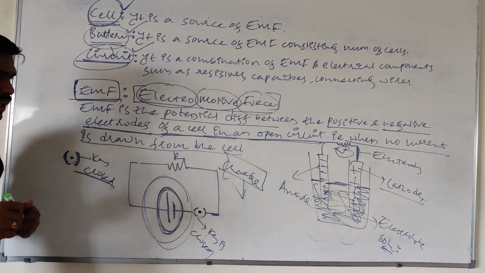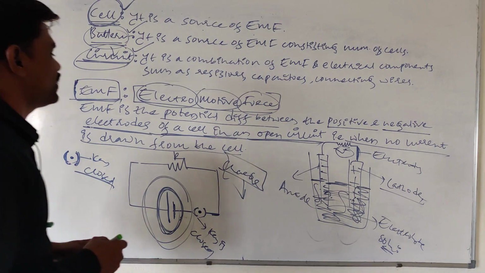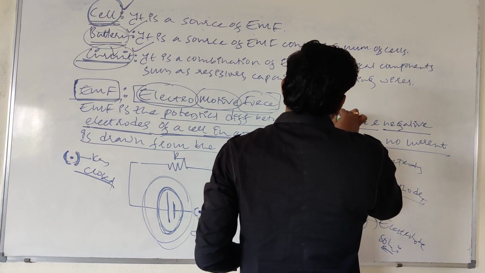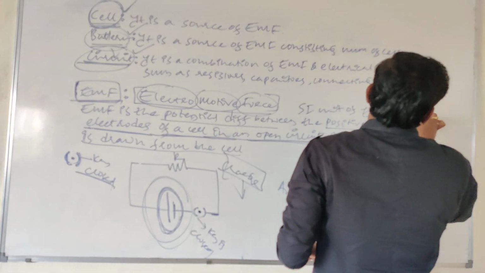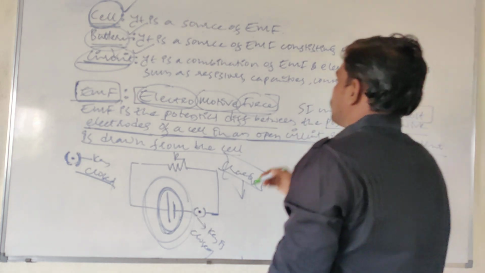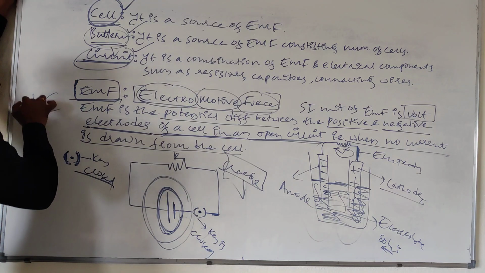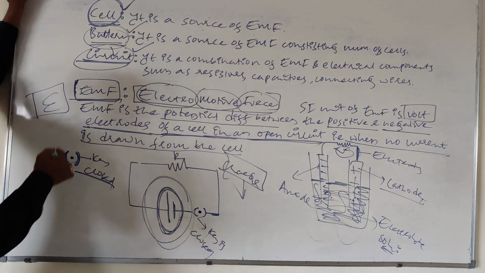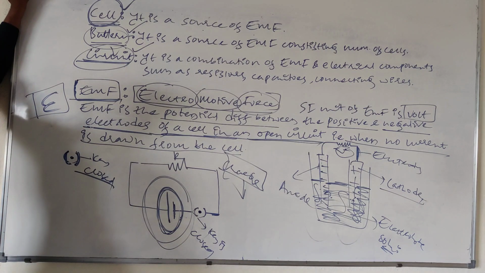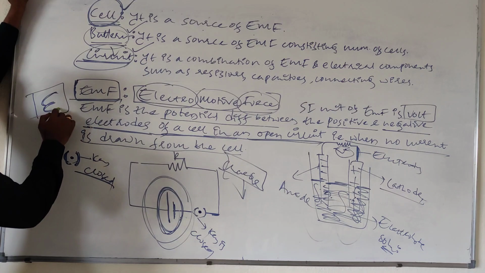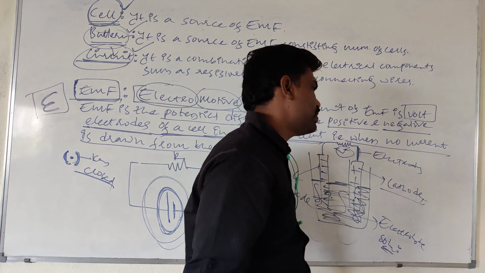After this one, see. The SI unit of EMF is volt. We take it as volt, and we indicate it like this. Clear? So it is indicated by E, and its SI unit is volt. SI unit is what? Volt, right?